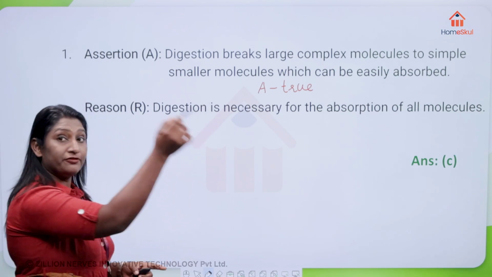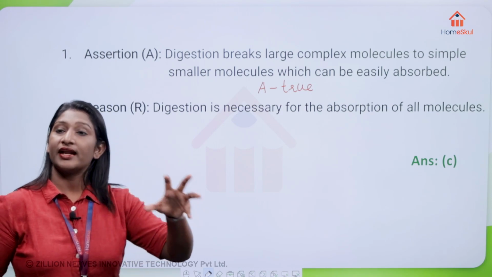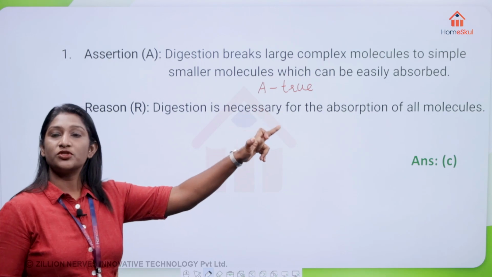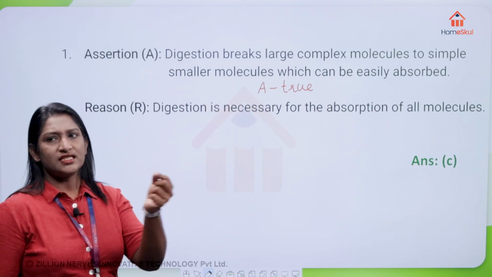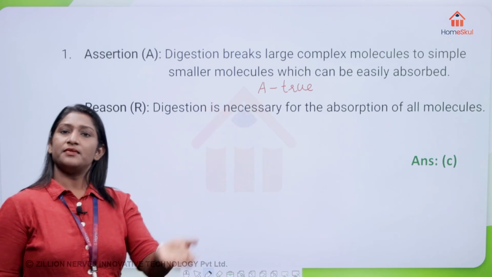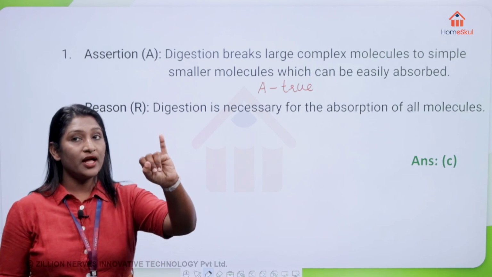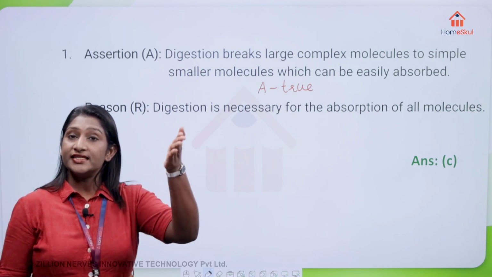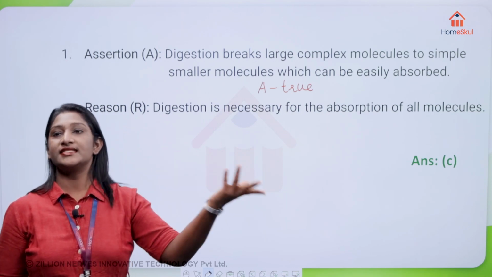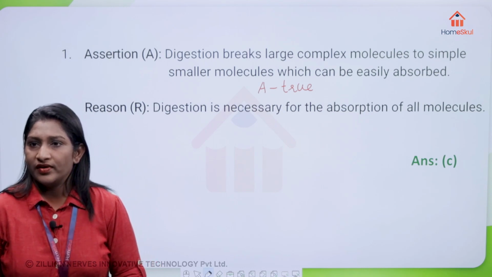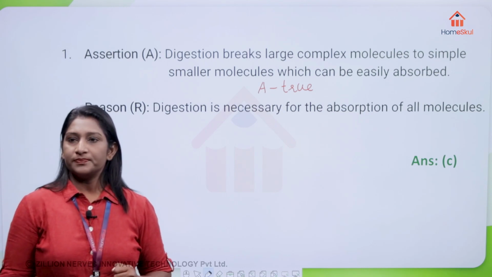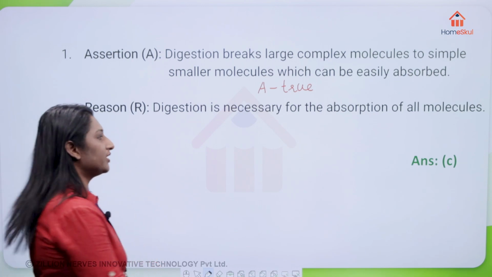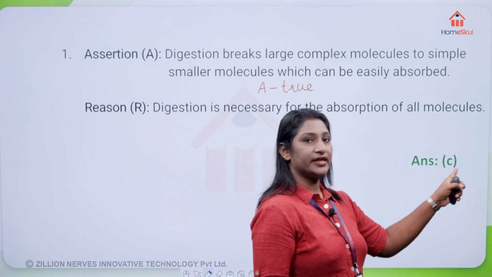This is true. And for that, we are making a correct statement. See this, digestion is necessary for the absorption of all molecules. Some molecules are exceptions, that is, we consume them as they are. But carbohydrate, fat and proteins, they are digested for what purpose? For easy absorption. Yeah. Vaiga says that the reason is also true. Yeah, assertion is true. Both are true. Okay. So my question is whether this one is correct or wrong.